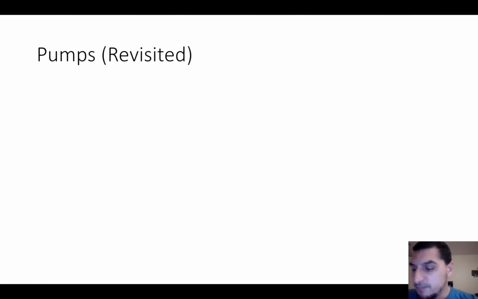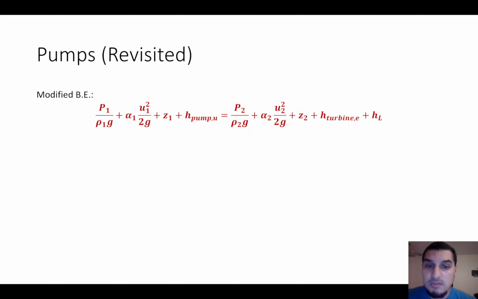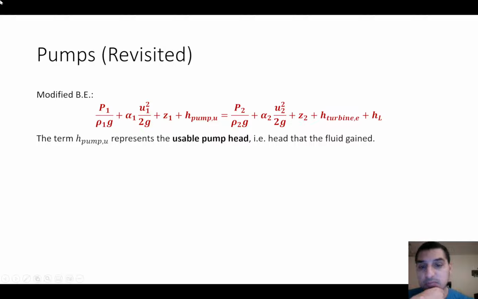Hello everybody. In this video, I'm going to discuss one very important thing about the pumps, and this is something that relates to what we mentioned before in chapter 5 about the pumps and the equations that we use to describe the performance of pumps. Just to have a quick reminder about this, we have the term for H pump, and we put the U here to indicate that this is the usable pump head, meaning that this is the energy that the fluid already gained from the pump.